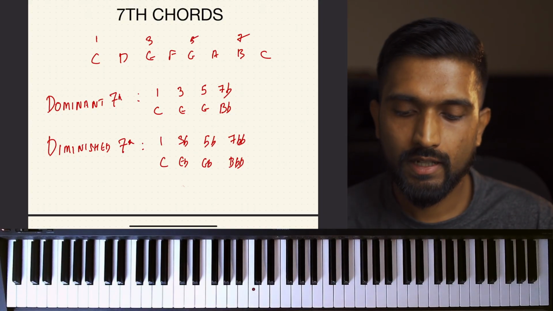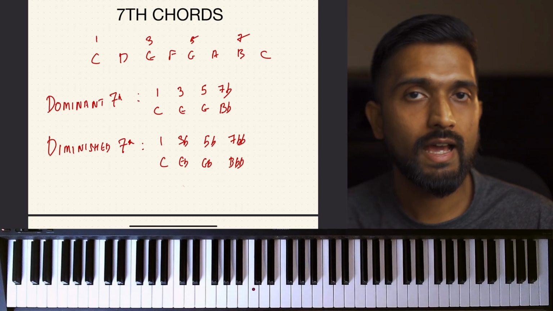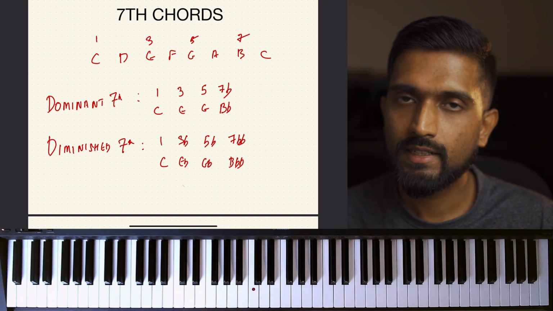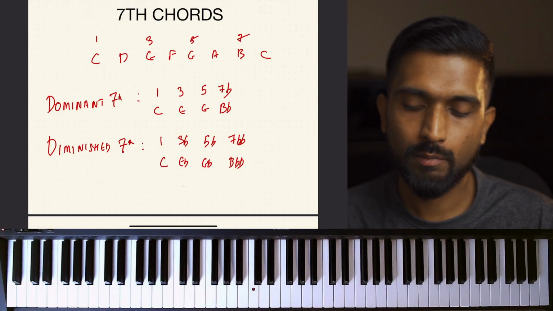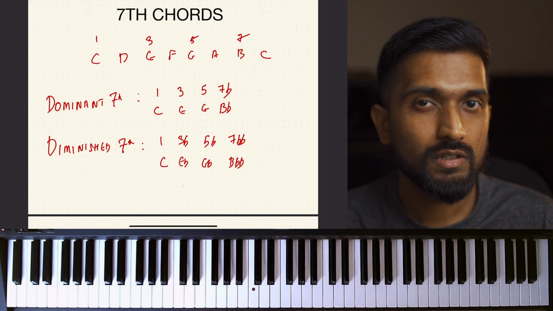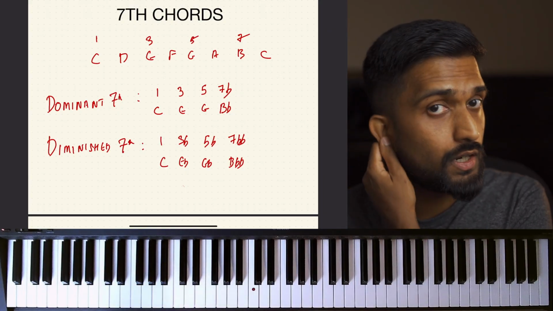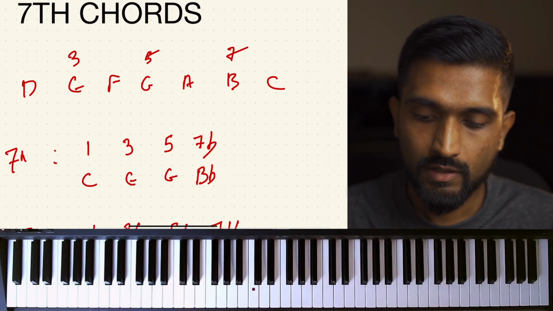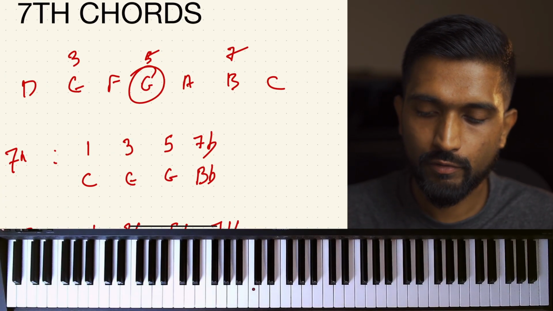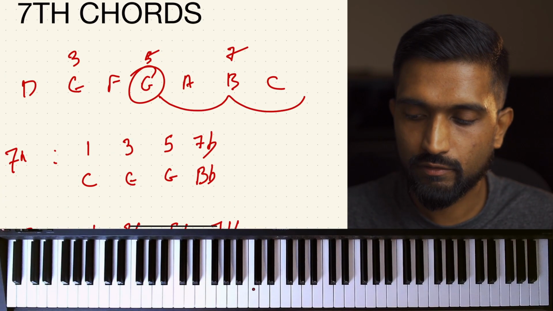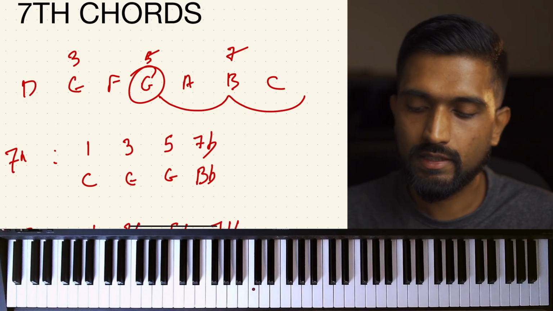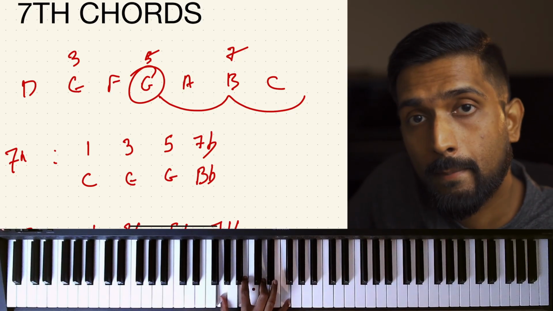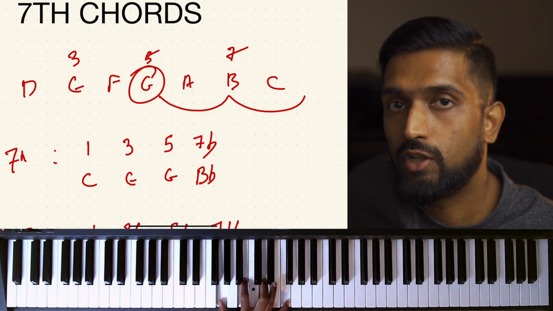Now you need to understand that the dominant seventh and the diminished seventh, both these chords are hidden in your scales. In a major scale, the fifth note of the major scale gives you a dominant seventh chord. Let's take the C major scale, for example. The fifth note is G. If you make a seventh chord starting from G, you get G, B, D, and F. That sounds like a dominant seventh chord.